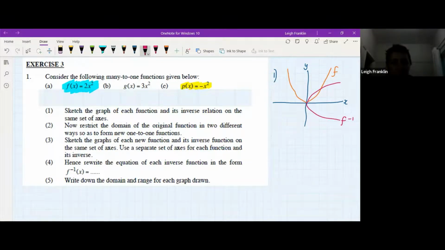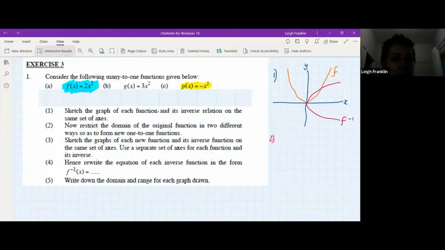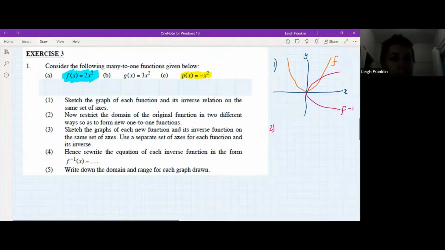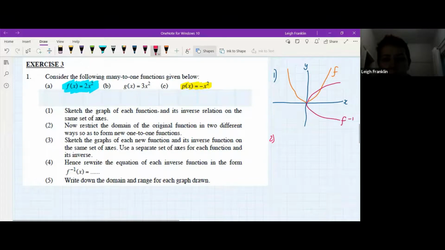Now they've said to us that we need to restrict the domain of the original function in two different ways so as to form new one-to-one functions. What that means is that either we can restrict it where x is positive or where x is negative. So in question number 2, let's get our nice pink axes. What we would end up doing is this.